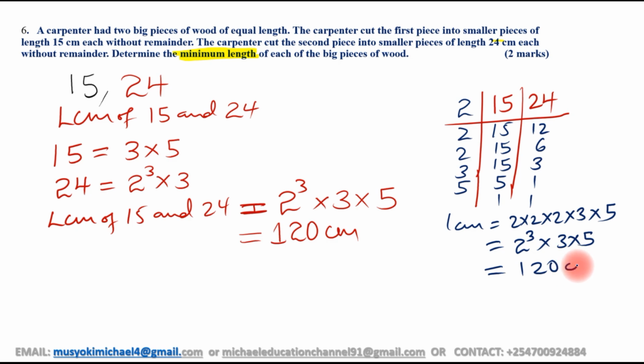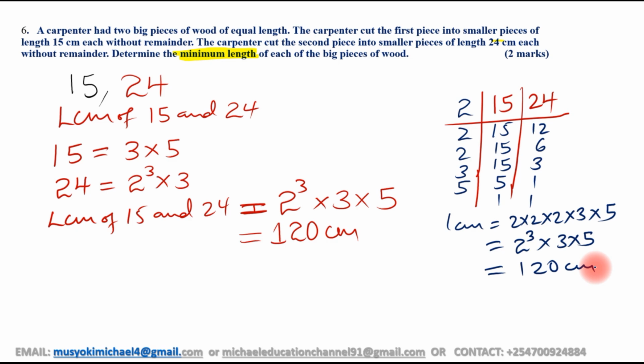This is 120 centimeters. So the minimum length of each of the big pieces of wood must be 120 centimeters, so that whenever they are being cut, we can give a length of 15 centimeters without a remainder, or 24 centimeters without a remainder.